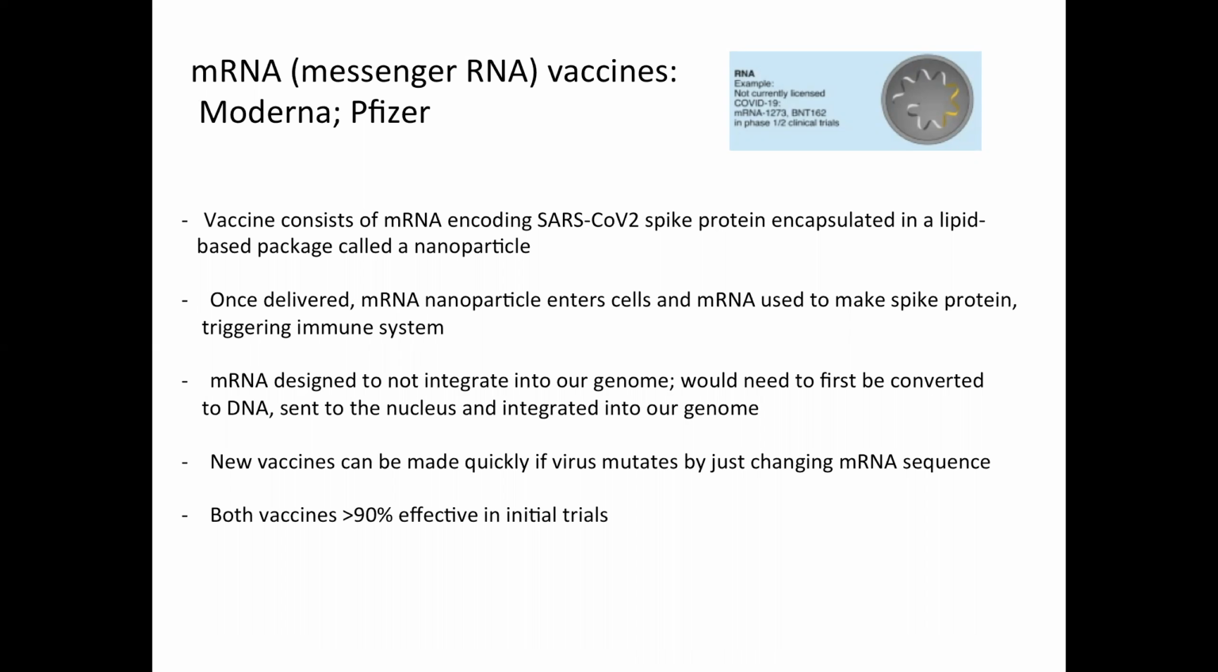In fact, when the mRNA enters the cell, it's almost immediately going to be recognized by the ribosome and used to make the spike protein. So there would be almost no opportunity for that process of converting to DNA and integrating to take place. One big benefit of this type of vaccine is that they can be made quickly. So you can make a new one if the virus were to mutate by simply changing the mRNA sequence. Both of the mRNA vaccines have been shown to be highly effective, greater than 90% in initial trials.